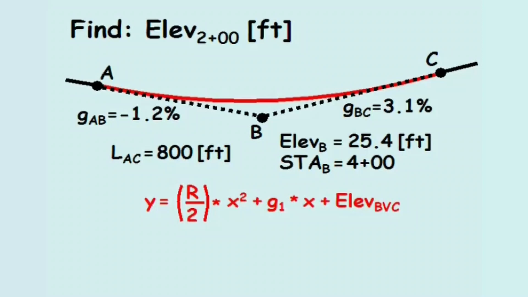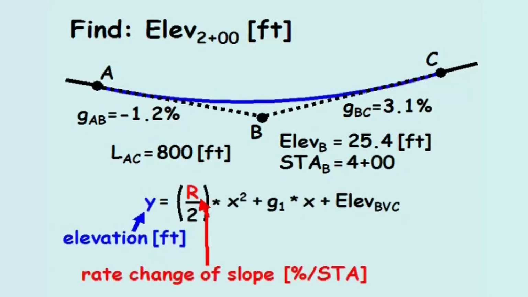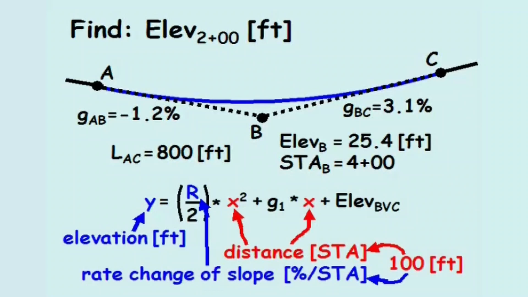In this equation, y refers to the elevation of a point on the curve. For this problem, we'll use the units of feet. The variable r refers to the rate change of the slope along the curve, which is in units of percent slope per station, where one station equals 100 feet of length. The variable x represents the distance along the curve in stations.